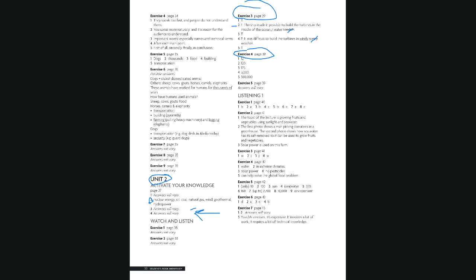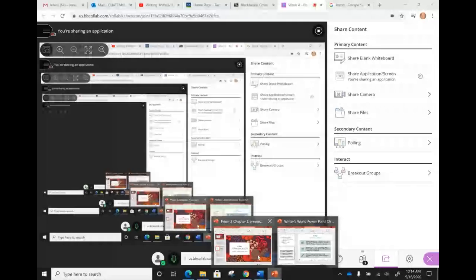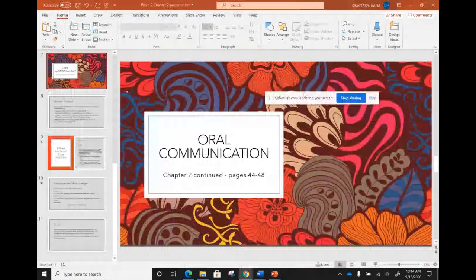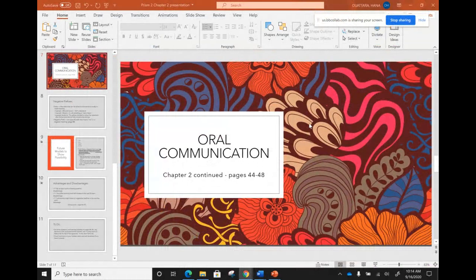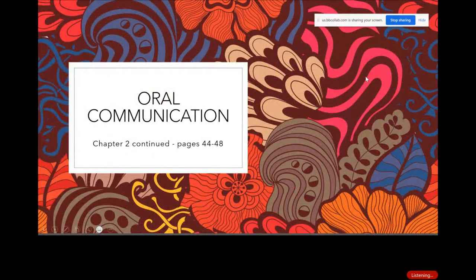Okay, so class, we need to go to today's lesson. We're going to be looking at page 44. So turn over to page 44. Okay, so we are in chapter 2, and today we're going to cover pages 44 to 48. And then I have a quick little group activity that we can do at the end.